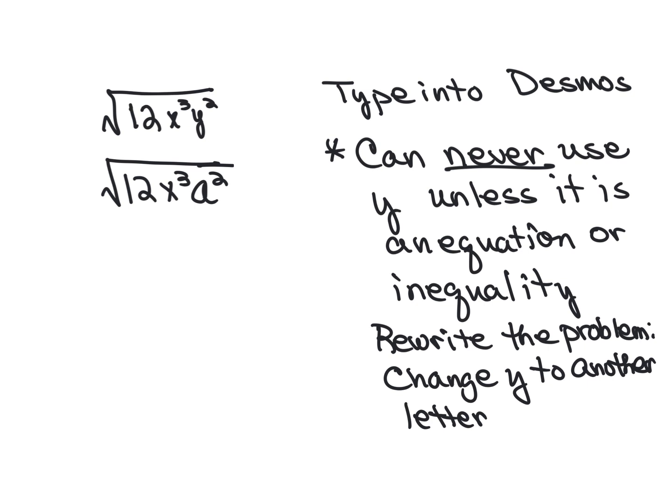One thing that you have to remember is that you can never use the variable y when typing into Desmos unless it is an equation, which means it has to have an equal sign, or an inequality, and it has an inequality symbol. You have to rewrite the problem by changing the variable y to another letter. So what I've chosen to do here is just to rewrite this problem as the square root of 12x cubed a squared. You cannot use x because it's already been used, but you can pick any other variable for y.